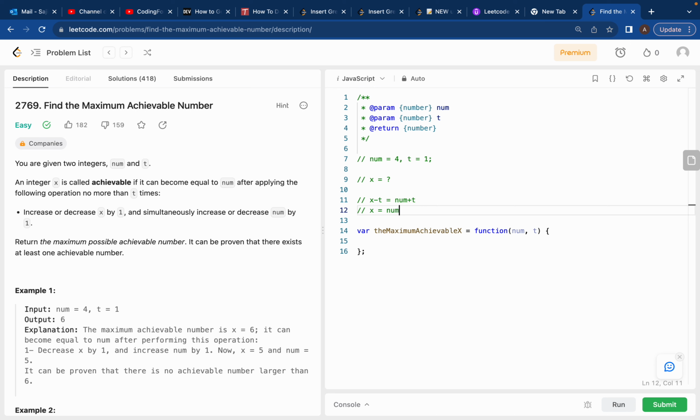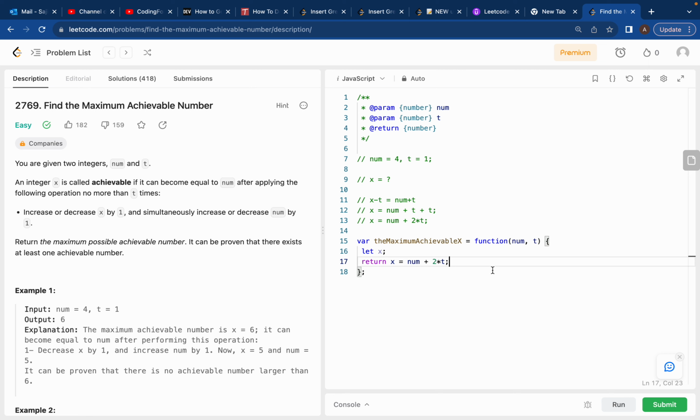So x would be equal to num plus t, right? That solves my problem. So I can make it even easier: x is basically equal to num plus 2 times t. That's it. So this is what I need to find, and that solves the problem. So I will start by declaring a variable called x, and we'll return x equals this thing, and I think it should work.